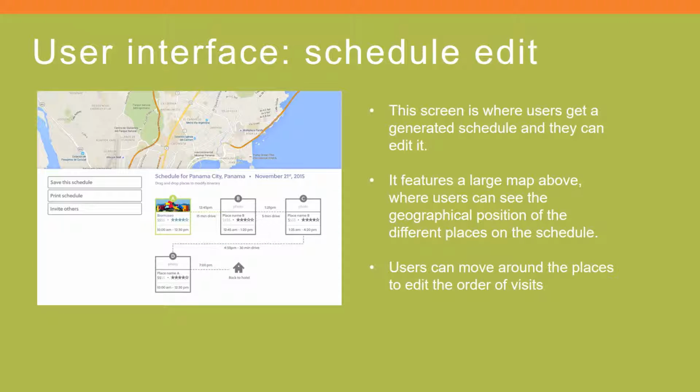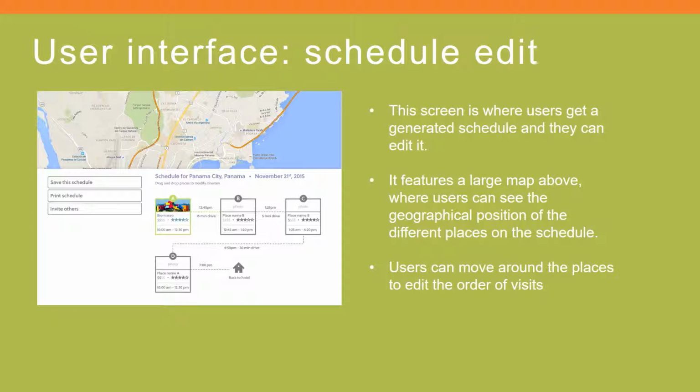In the schedule editing screen, users get the list of places that the system has generated for them in the order that it has put them. They can see the names of the places, the time they'll spend on each place, and they can edit the order of visit by moving the places around, and they can even discard places from the schedule.